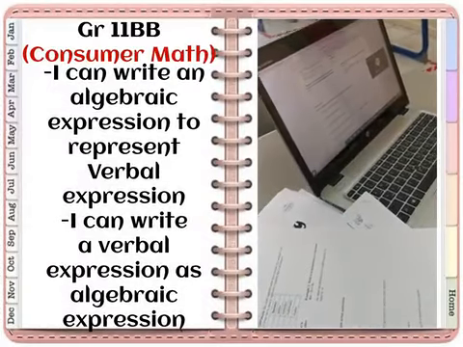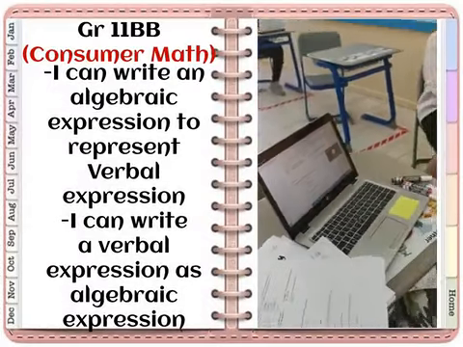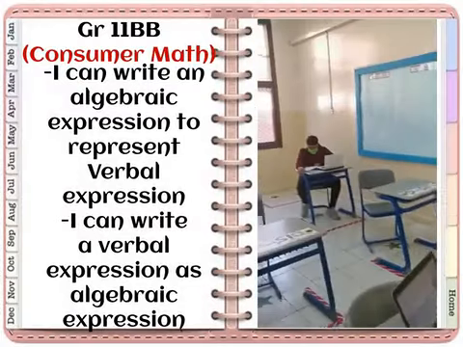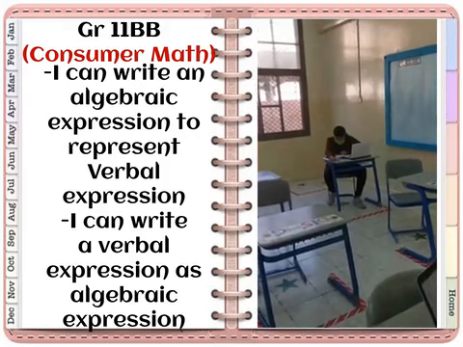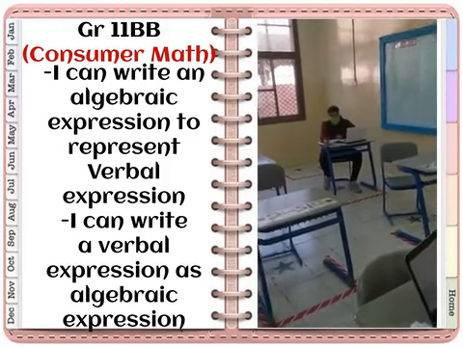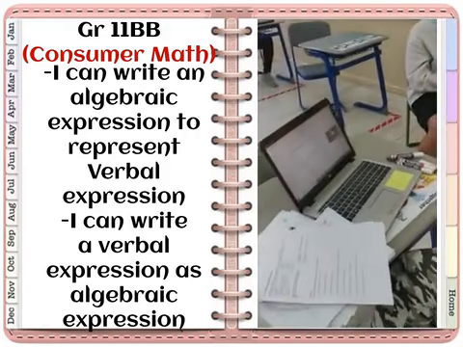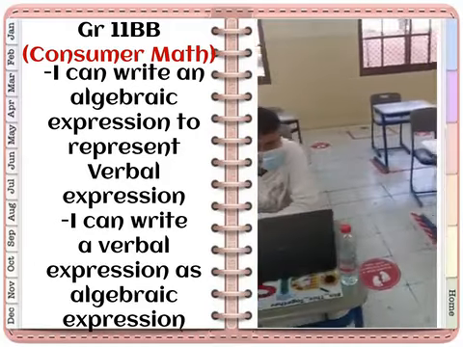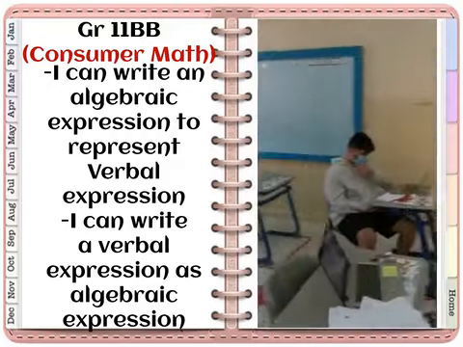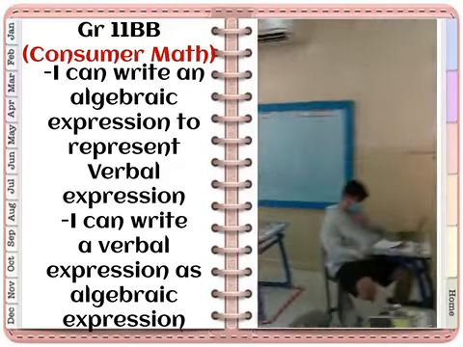Okay. 4 times x plus 3. Bravo. Number 3: 7 less than 15 times the number. What do you mean by less than? Minus, or subtract. And what do you mean by times? Multiply, product, yes. 7 minus 15 multiply 8.